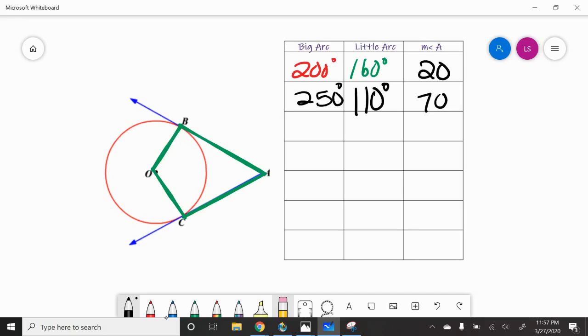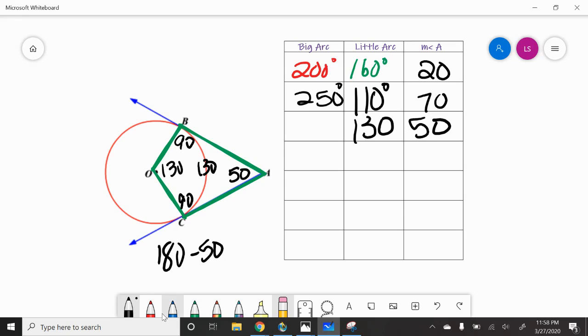Let's say I have 50. Okay, 50, so that's 90, that's 90. I'm sure some of you are already not even bothering with those 90s, and you're just doing 180 minus 50 at this point. 180 minus 50 is 130, which means this is 130. And 360, oops, 360 minus 130 is 230.